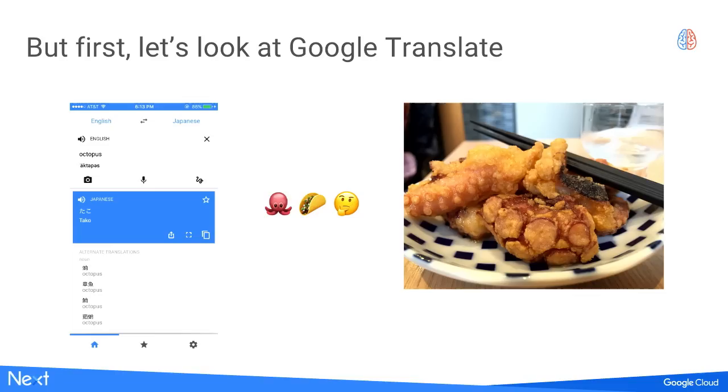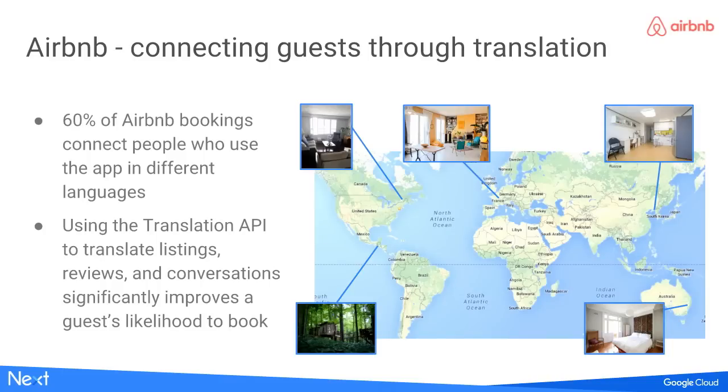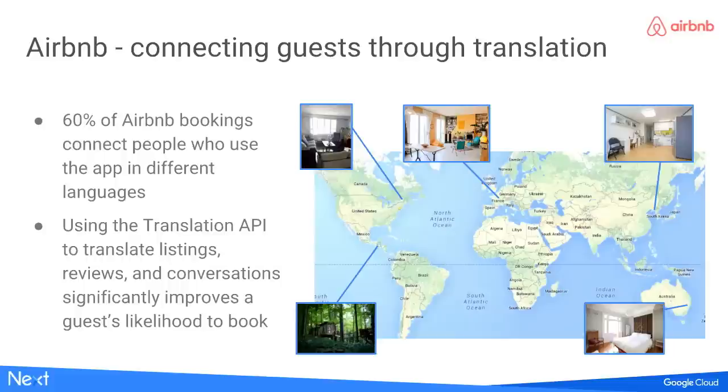But likely you want to do more than translate the word for octopus. That's why we have the translation API, which lets you translate text in your application in many different languages. Airbnb is an example of a company that's using the translation API. What you might not know is that 60% of Airbnb bookings connect people that are using the app in different languages, because people use Airbnb a lot, especially when they travel internationally. For all of those connections, they're using the Translate API to translate not only listings, but also reviews and conversations into the person's host language. And they found that this significantly improves a guest's likelihood to book if it's translated into their host language. That's one example of someone using the translation API.